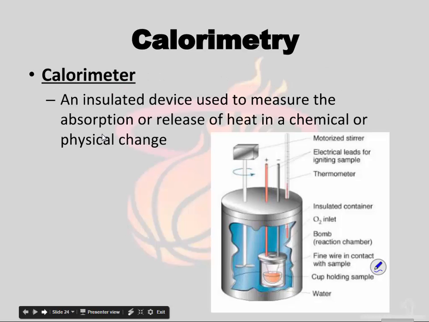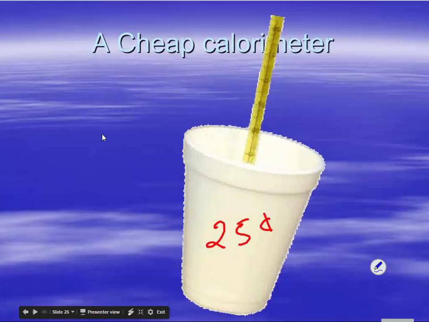So here's what the actual device looks like if you have a nice scientific one to use in your laboratory. So you have your metal sample inside, you have the water container there. So it's a device that keeps it insulated, so we're trying to keep as much of the heat in the water as possible. But if we don't, we're going to be using our cheap calorimeter using a nice styrofoam cup. So we're going to try this lab next week.